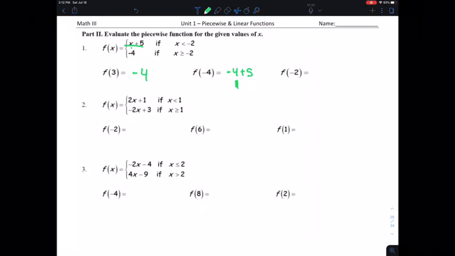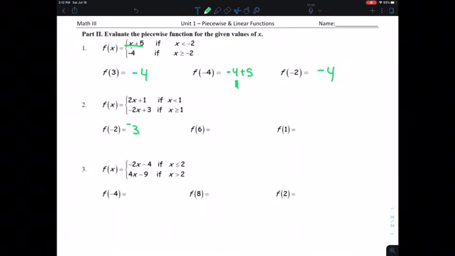When is it negative 2? So when is it exactly negative 2? That would be x is greater than or equal to negative 2, so that would be negative 4 as well. F of negative 2. Negative 2 is less than 1, so we'd use the top graph, and that would give us negative 4 plus 1, negative 3.